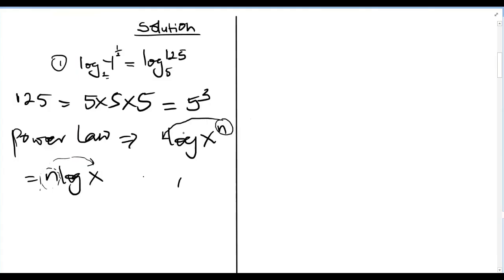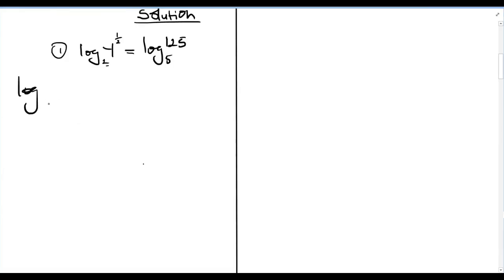So meaning you can rewrite this as the log of x to the power of n. So if I have a question like this, we can write it like this. Also, if I have a question like this, we can write it like this too. So let's jump right into it.